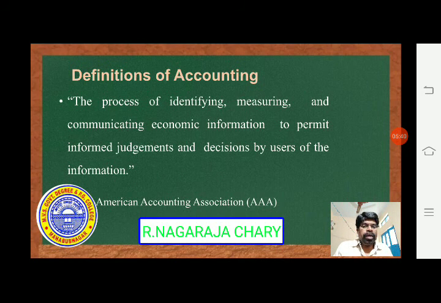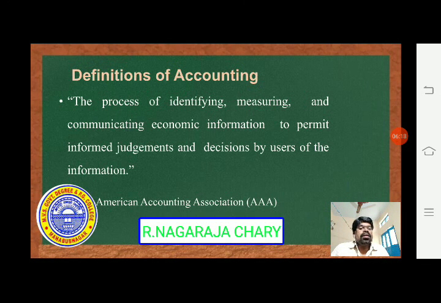This definition is given by the American Accounting Association. The association says accounting is the process of identifying, measuring and communicating economic information to permit informed judgments and decisions by users of the information. So here also accounting is a process that should be identified, measured and communicated, communicating economic information to permit informed judgments. Judgments means users who are decision makers.